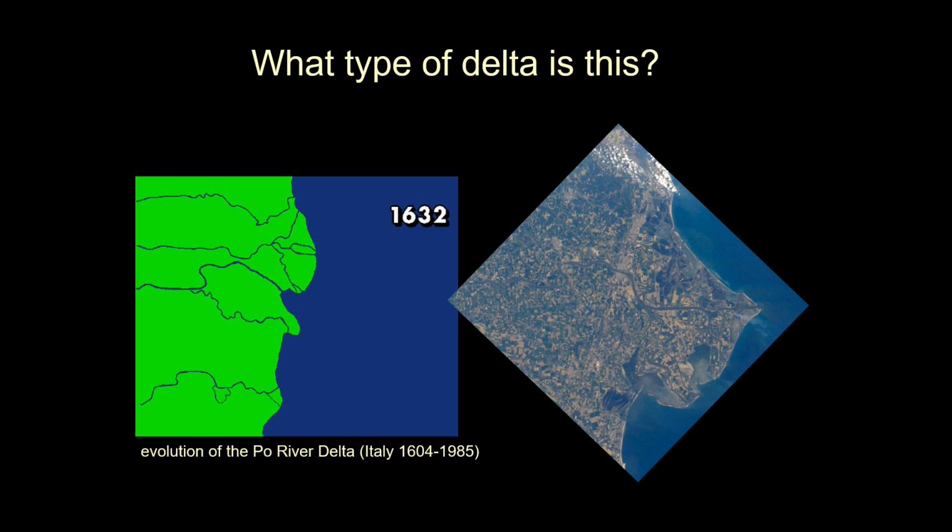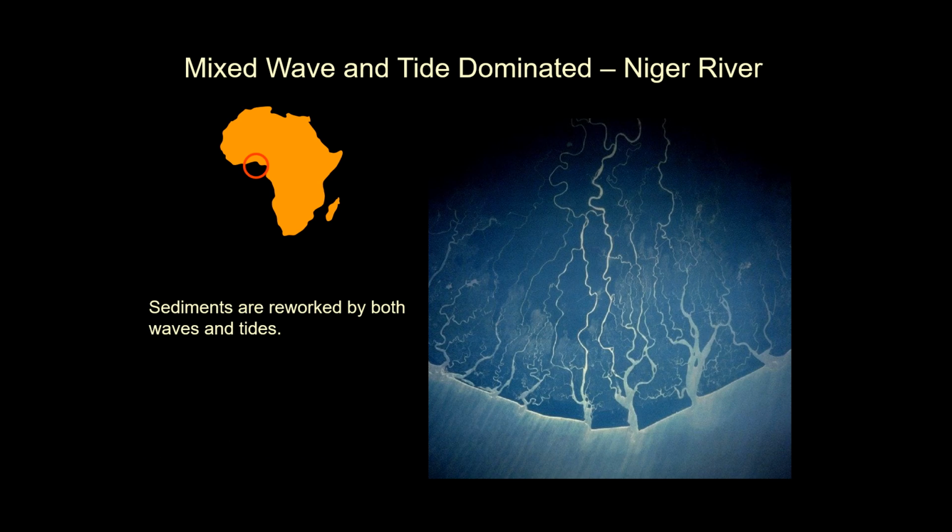So when you look at this river in the animation, this is the Po River Delta in Italy. This is an animation that starts in 1604 and takes you through about 1985. What type of delta is this? From that list that we looked at a little bit earlier. If you said river-dominated delta, you're exactly right. So those fingers, those lobes, those distributaries are pushing off in every direction. Exactly what you find associated with the Mississippi River. That's what we're talking about.